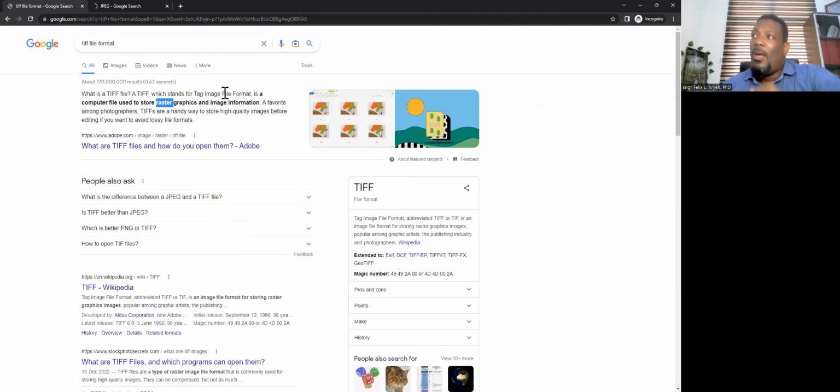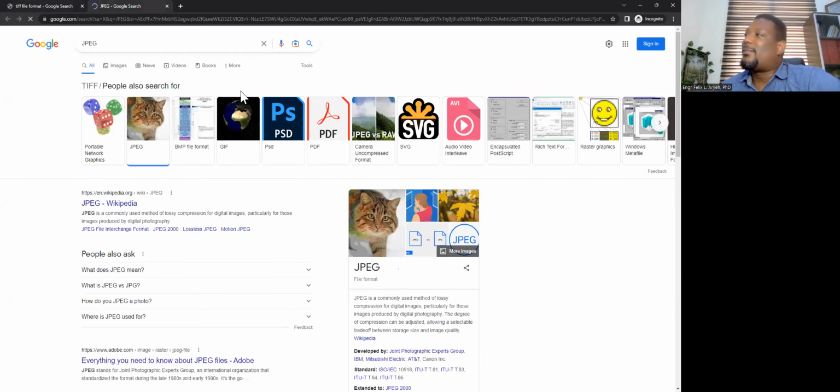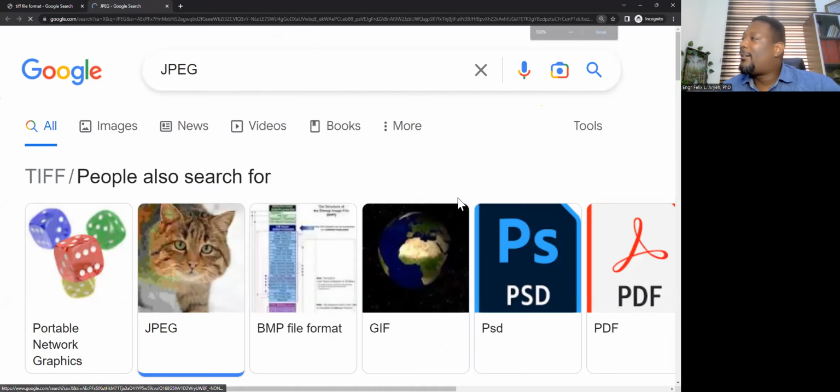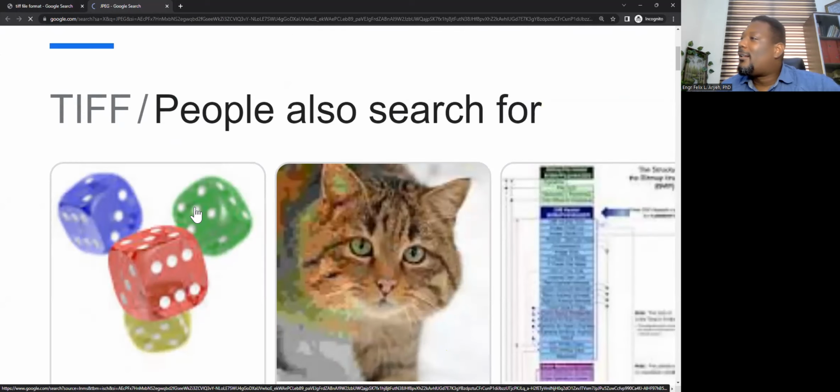So he's saying TIF stands for Tag Image File Format. What he's saying is a computer file used to store raster graphics and image information. So you can check it out later. So I wanted to expand this one. Yes, RGB. Yes, that is great. Thank you, Aqua.